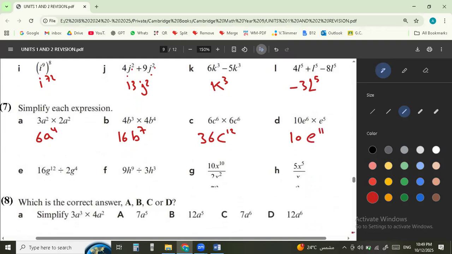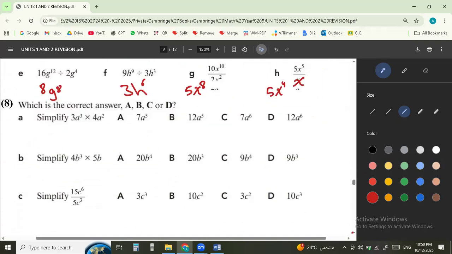Here, 16 divided by 2 is 8. G to the power of 12 minus 4 is 8. 9 divided by 3 is 3, but h to the power of 6. The powers are subtracted because it is division. This is 2x squared. So 10 divided by 2 is 5. X to the power of 10 minus 2 is 8. 5 divided by 1 is 5. X to the power of 5 divided by x. This is x over x, which is just x. 5 divided by 1 is 5. X to the power of 5 divided by x is x to the power of 4.